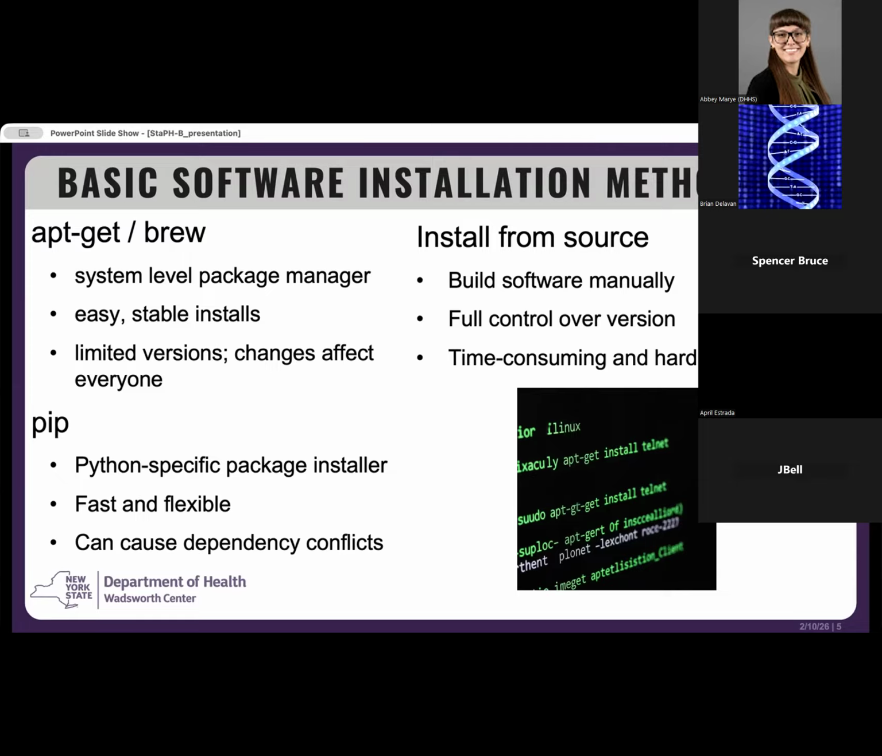The big advantage here is simplicity. These installs are usually easy, stable, and well tested. If you need a basic utility or a common tool, this is often the fastest way to get it. The downside is that versions are limited to what the operating system provides, and any change affects everyone. If you update a tool to support one analysis, you might accidentally break another analysis that depends on the older version. In shared environments, especially in state labs or HPC systems, this is why these installs are often tightly controlled by IT on these shared resources.